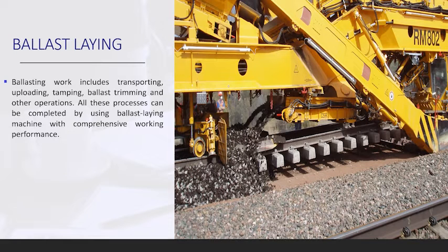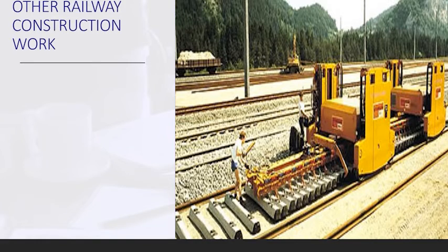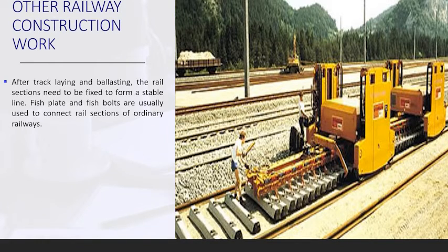Ballasting work includes transporting, uploading, tamping, ballast trimming, and other operations. After track laying and ballasting, the rail section needs to be fixed to form a stable line. Fish plate and fishbolt are usually used to connect rail sections of ordinary railways.